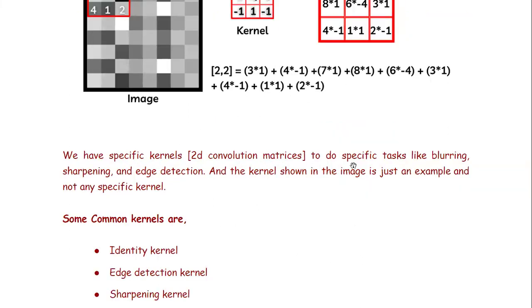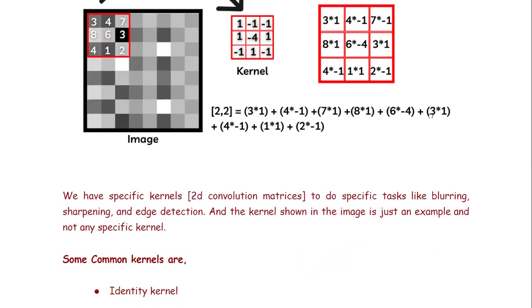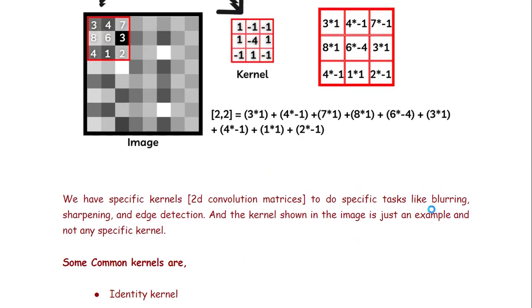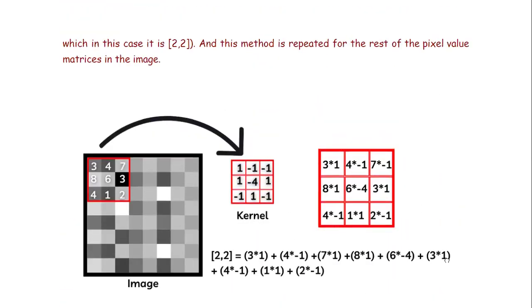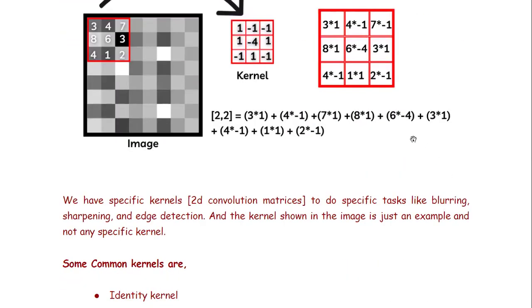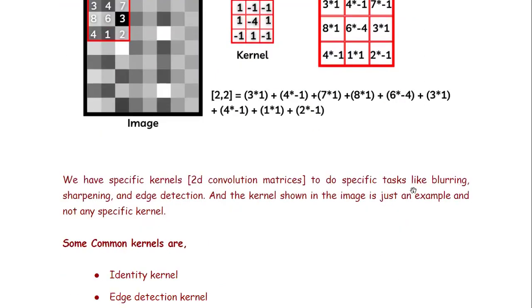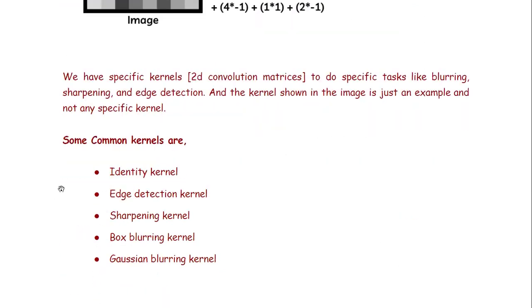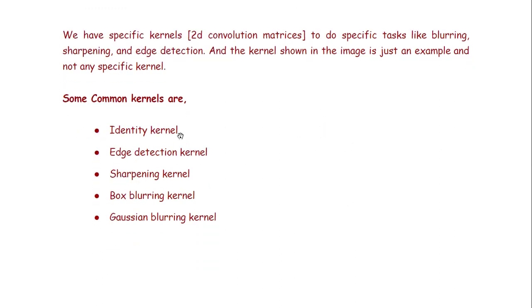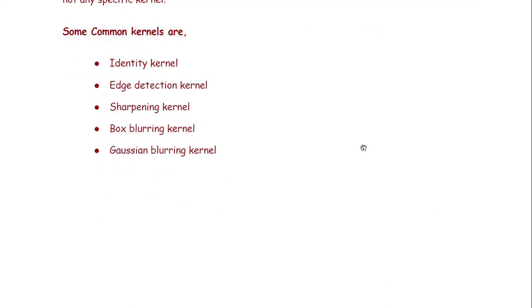Kernels, 2D convolution matrices to do specific tasks, things like sharpening, blurring, edge detection. The kernel we saw earlier was just an example, not any specific kernel. We took it randomly, but specifically we have particular kernels for particular purposes, like the identity kernel, edge detection kernel, sharpening kernel, box blurring kernel, Gaussian blurring kernel.